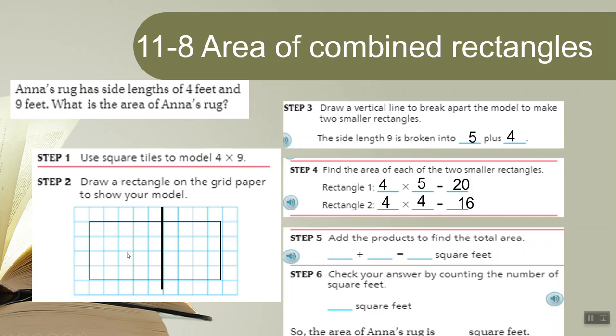Now to find the area of the big rectangle, we need to add the areas of the two smaller rectangles. 20 plus 16 equals 36. Now check your answer by counting the number of square feet. If you count the square feet in this shape, we get 36 square feet. So the area of Anna's rug is 36 square feet.